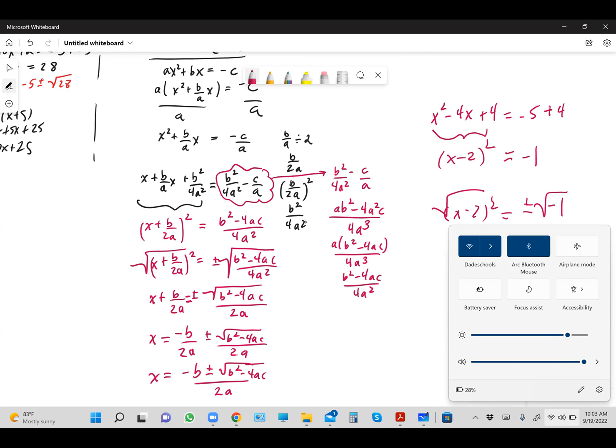Wait till I quiz you on it. But do you understand the quadratic formula? Can you memorize it? Negative b plus or minus the square root of b squared minus 4ac all over 2a. Do you understand the process of completing the square? Okay, so let's.